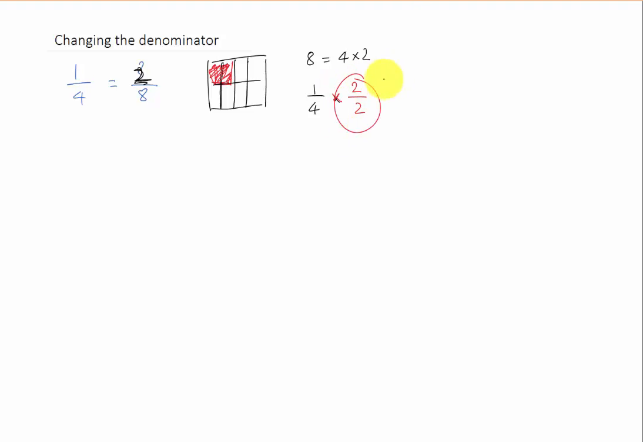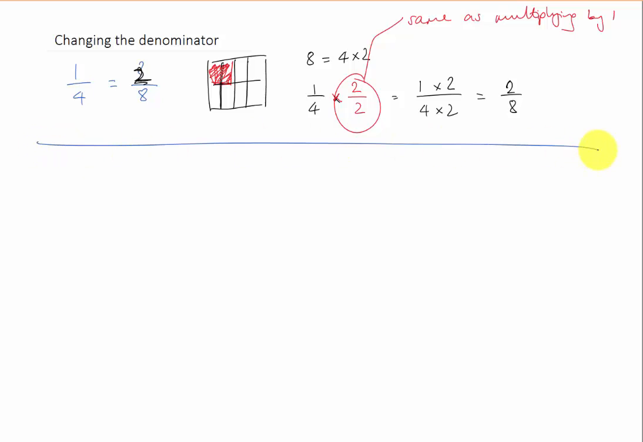Let's write that out. Same as multiplying by 1. So now we multiply the numerators together and the denominators together. So that's 1 times 2 over 4 times 2, which is 2/8.